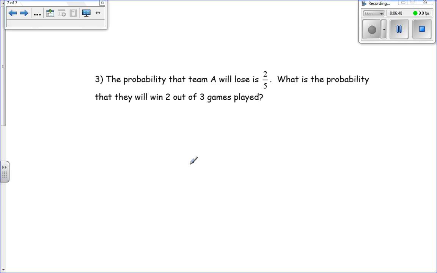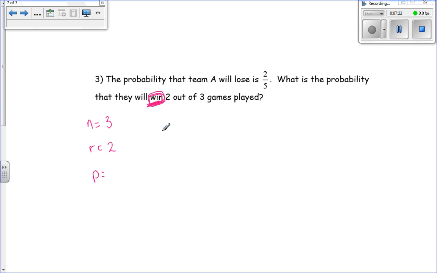Alright, for number 3, the probability that Team A will lose is 2/5. What is the probability that they will win 2 out of 3 games played? So N is 3 total games. R is 2 that they want to win. P is the probability that they win, because we want to find out that they win.